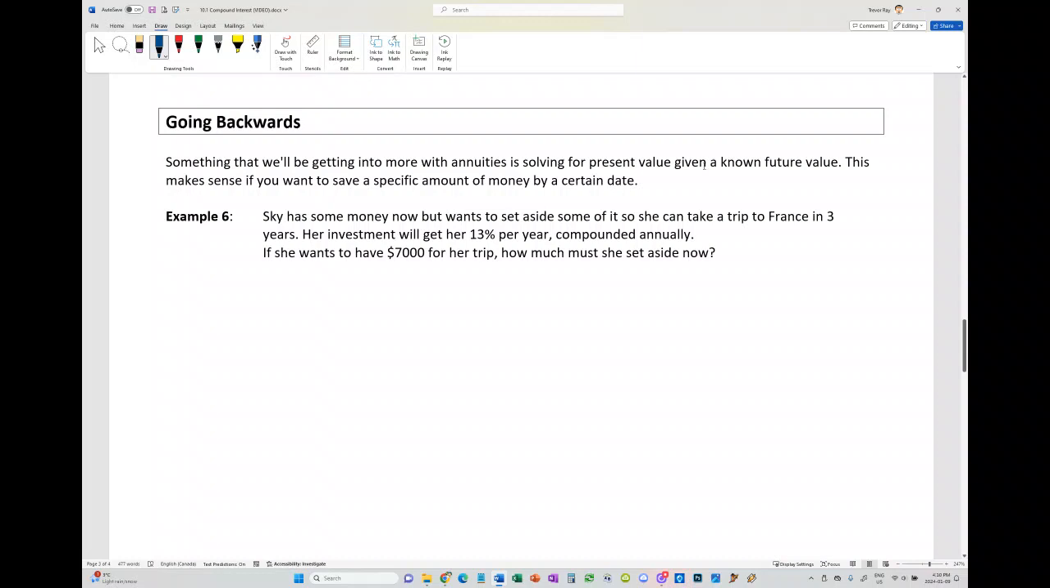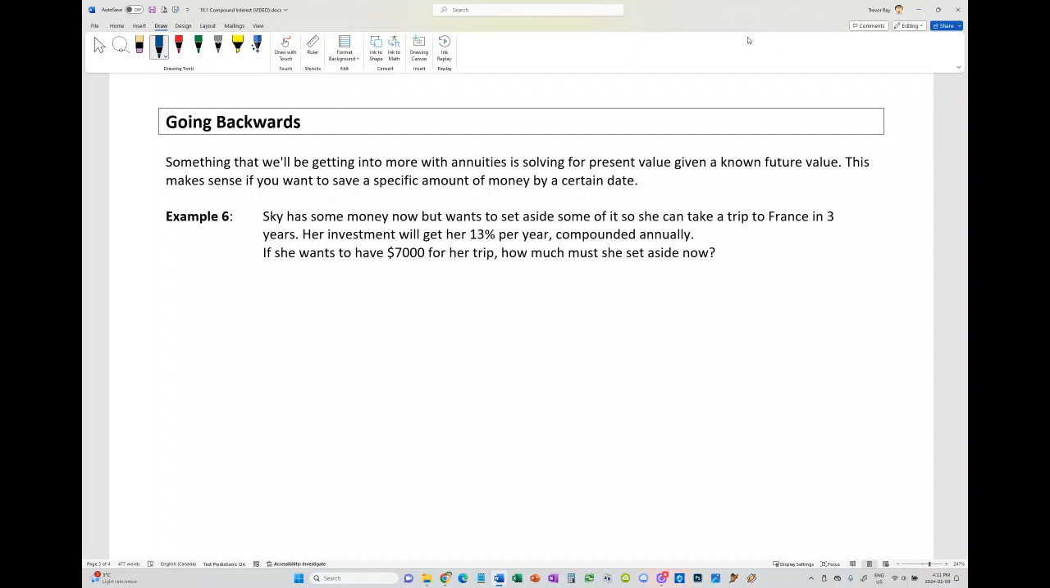Now, sometimes we're going to go backwards. We want to know how much we're going to have or how much we're going to owe at the end, and we want to figure out how much that's equivalent to now. So for this example, Sky has some money now that she wants to set aside so she can take a trip to France in 3 years. Her investment will get her 13% a year compounded annually. That's a pretty good interest rate. And if she wants to have $7,000 for her trip, how much does she need to set aside now?